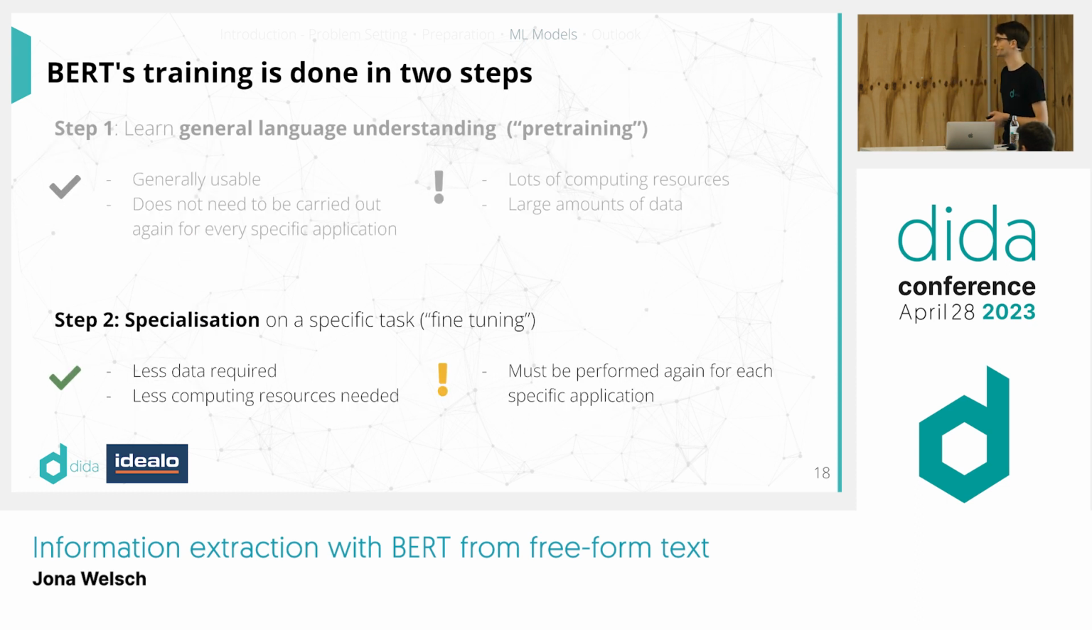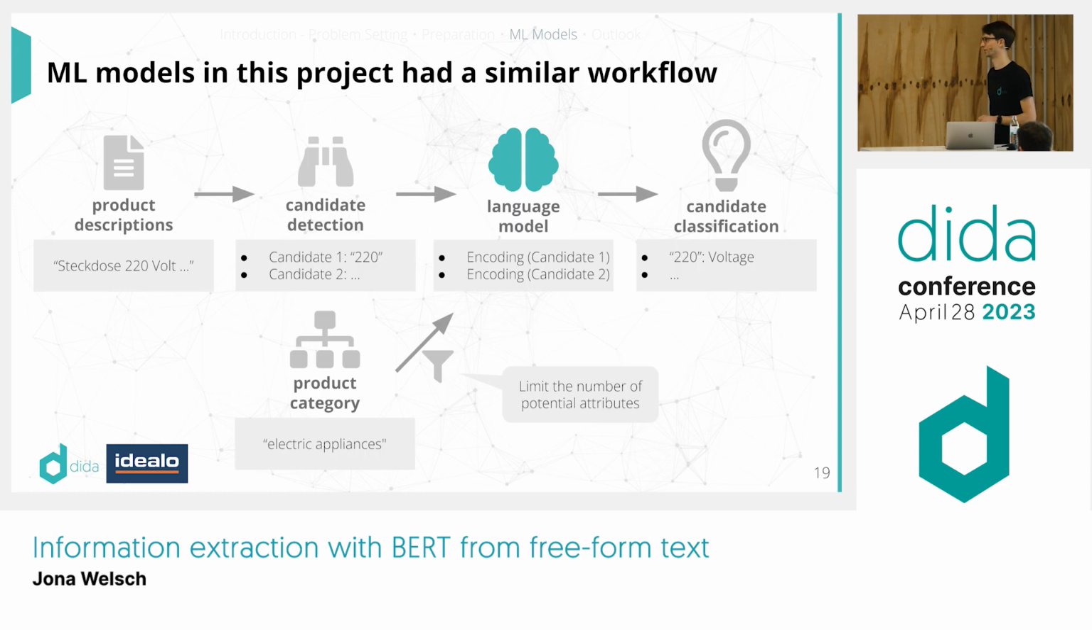All right. Now I have a network which has general language understanding, and I can actually specialize my network. For this, I need less data because it already knows quite a few things. I also need less computing resources, but I need to fine-tune it for my certain tasks. So I need to perform it again for every specific application, and this is where we come into play. And right, so now we know what this language model roughly does. How does this work in this specific setting?